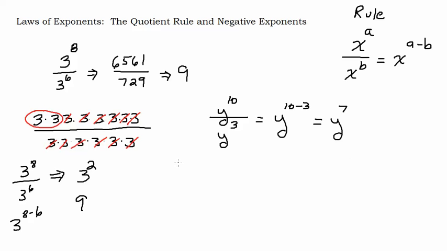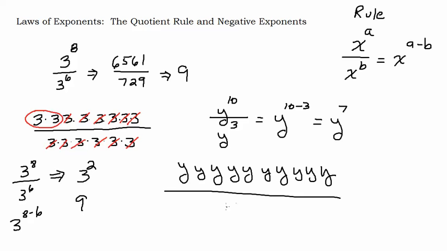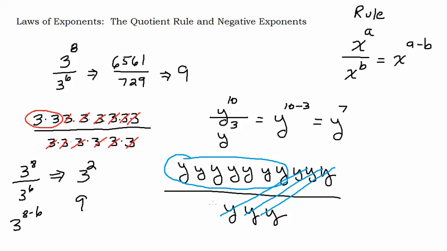y to the 7th. All right, so just to make sure we're getting that, 6, 7, 8, 9, 10, those are all the y's multiplied together. Y to the 3rd on the bottom. All right, cancel, cancel, cancel. You cancel out 3 y's in the top, in the numerator, and 3 in the denominator, and you're left with y multiplied by itself 7 times, which is y to the 7th power. All right, so pretty cool little rule.